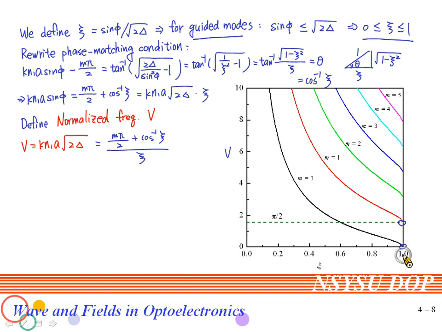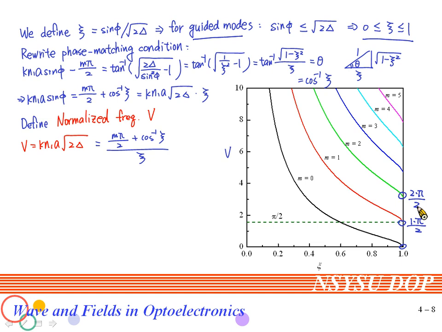As C is 1, we know that arccosine C will be 0, right? And the C will be 1. So the value of this point will be 1 times pi divided by 2. Okay, again, as C is 1, this term will be 0 and this term will be 1. So the value of this point corresponds to the normalized frequency is 2 times pi divided by 2.